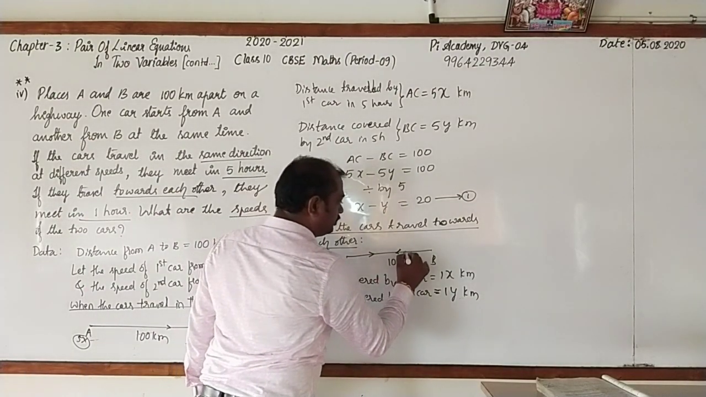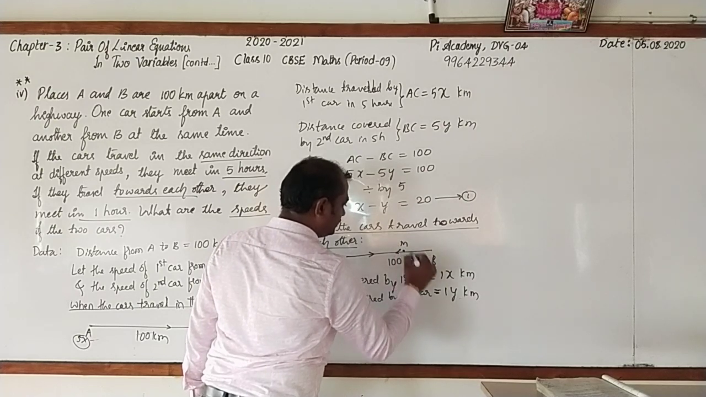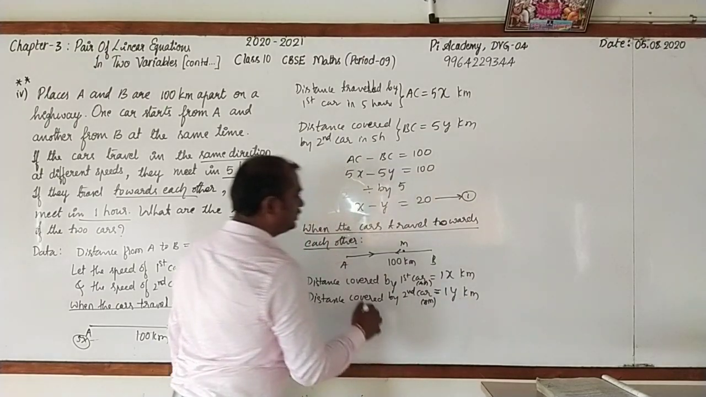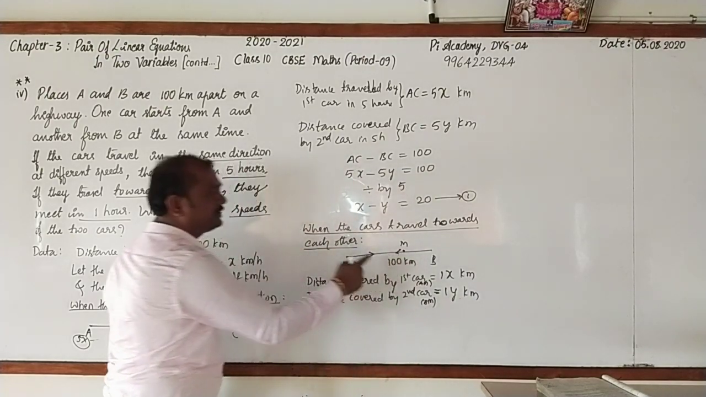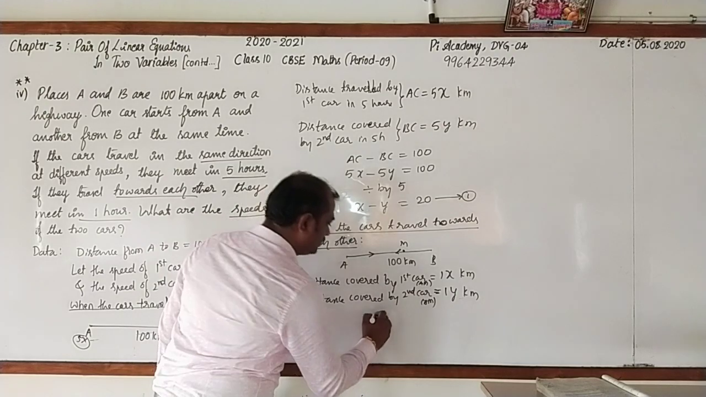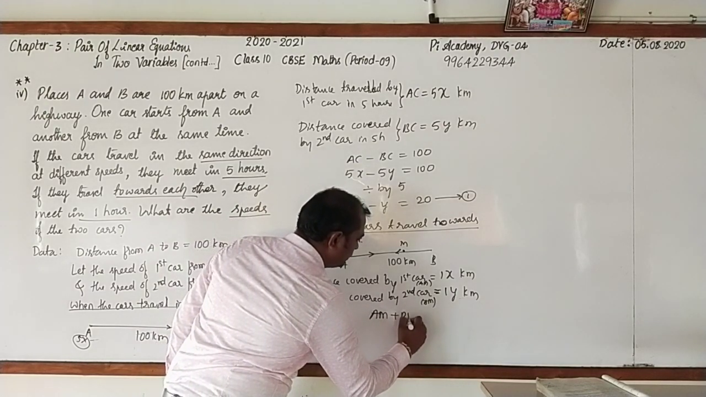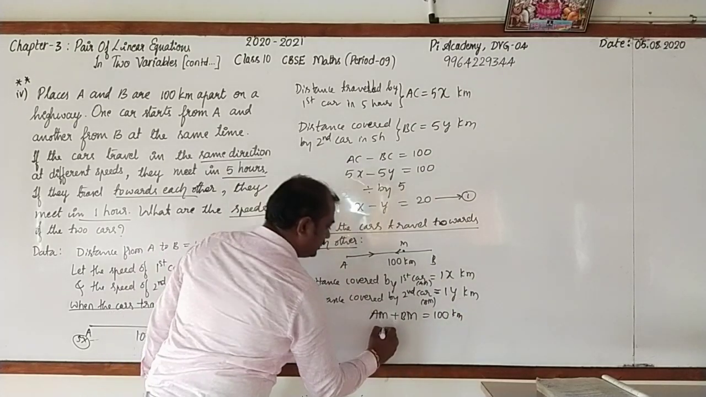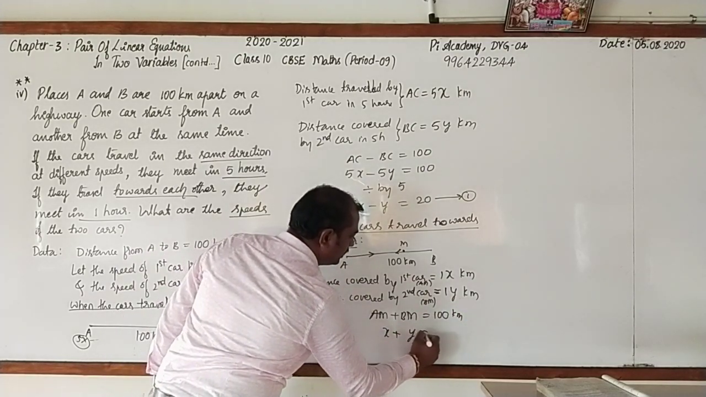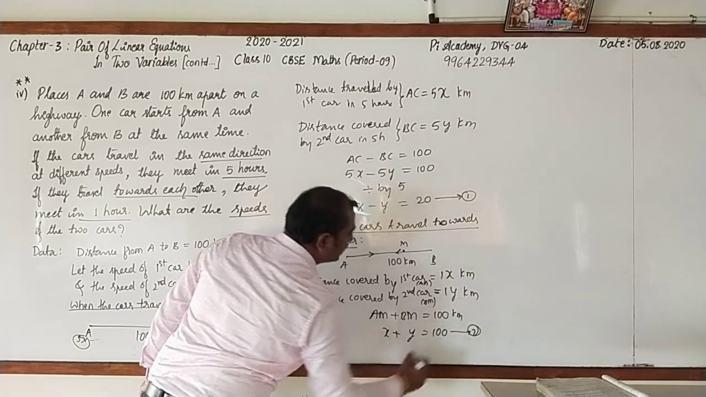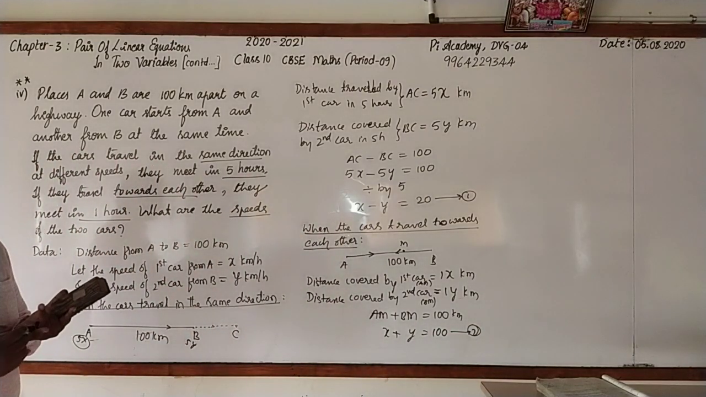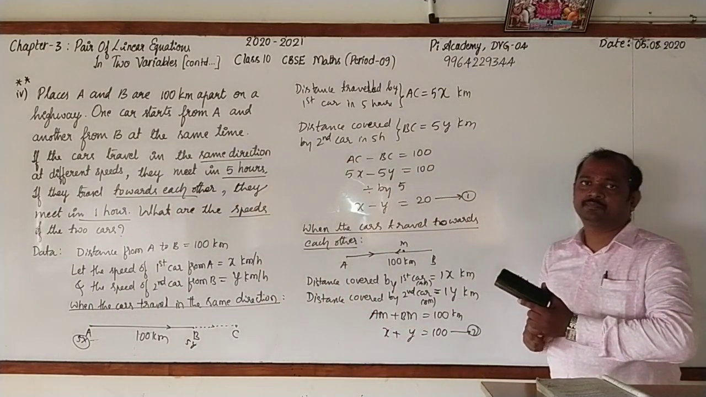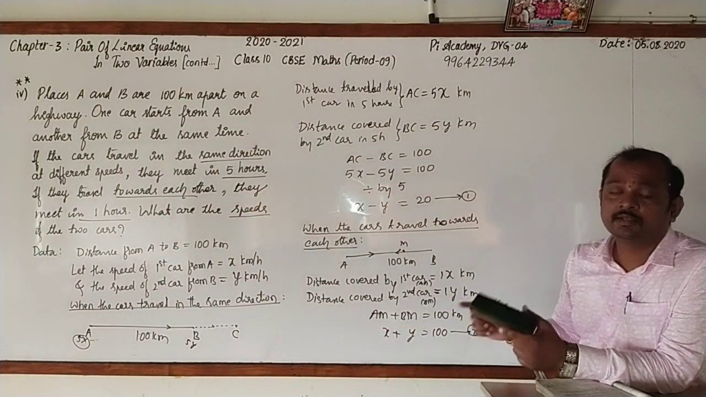Next, if you want, you may call this point M. Then this will be AM, this will be BM. Then can we say that AM plus BM is nothing but 100 kilometers? Yes. AM plus BM equal to 100 kilometers. AM is x, BM is y. It's equal to 100. You may call it the second equation. So we have converted the given situation into equations. Is it not simple? Certainly.